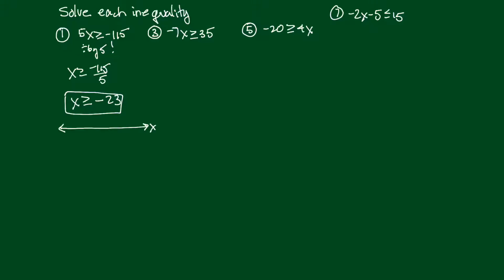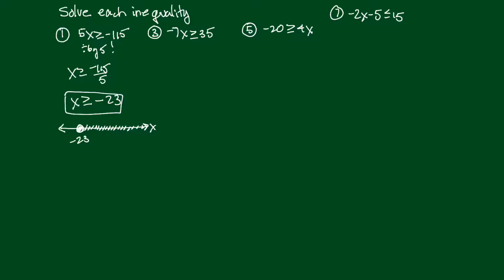I'm just going to go to negative 23, and because I have equal in this inequality, I'm going to draw a closed circle at negative 23, and I want to shade the number line to the right, indicating that any point out here solves this inequality. So if I pick any point here, like 0, put in 0, what do you get? 5 times 0 is 0. 0 surely is greater than negative 115. Let's go on to the next one, number 3.